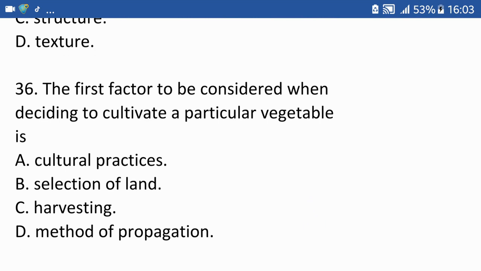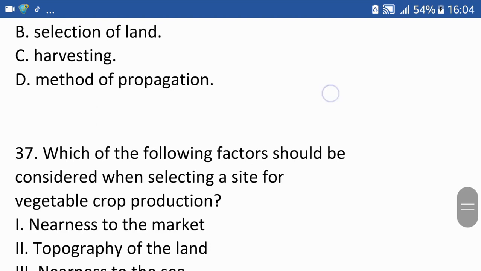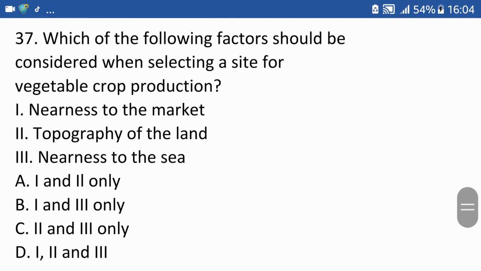36. The first factor to be considered when deciding to cultivate a particular vegetable is. 37. Which of the following factors should be considered when selecting a site for vegetable crop production?